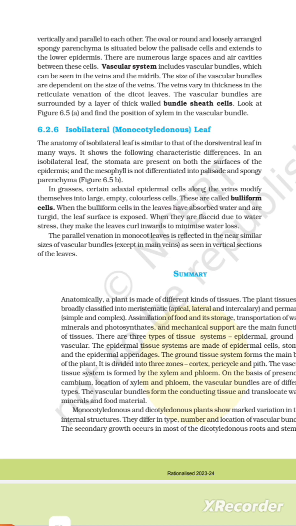When the bulliform cells in the leaves have absorbed water and are turgid, the leaf surface is exposed. When they are flaccid due to water stress, they make the leaves curl inward to minimize water loss. The parallel venation in monocot leaves is reflected in the near similar size of vascular bundles, except in main veins, as seen in the vertical section of the leaves.